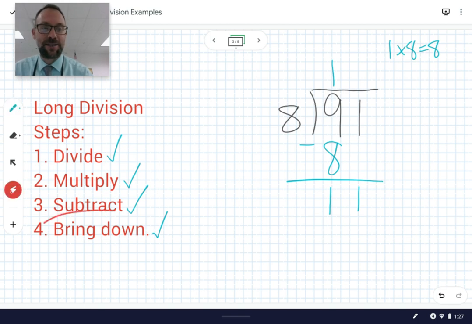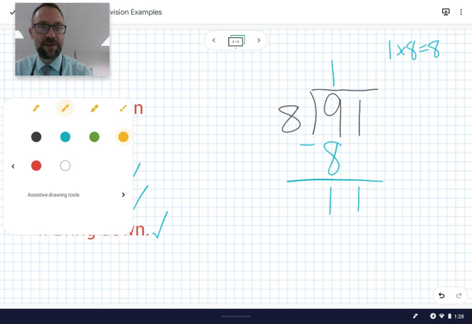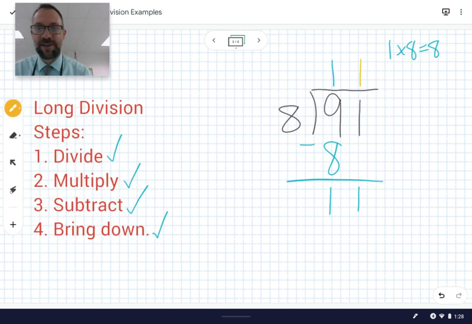And now we go back to the top, right up here to dividing again. And we ask ourselves, how many groups of 8 can we make from 11? Right? And the answer is 1. So we'll write the 1 above the number we just brought down. Let me back up here. I want to color code this just like I did last time. All right, that's 1. And that takes care of the division step.